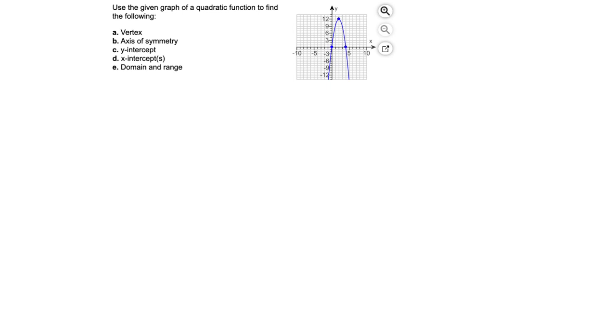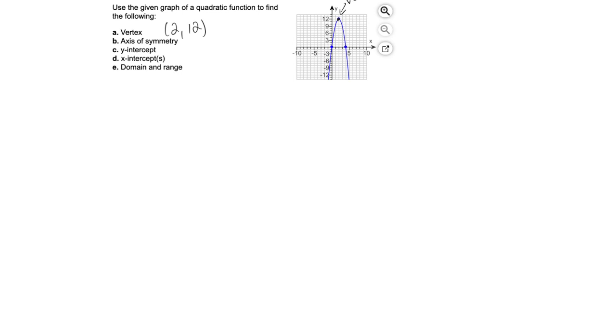So if we look at it, we're first trying to find our vertex. Our vertex is where our parabola changes from either increasing to decreasing or decreasing to increasing. So it's the change in slope, right? So the vertex here is this point here. So that's at 2 on our x and 12. So (2, 12), right? This is our vertex.